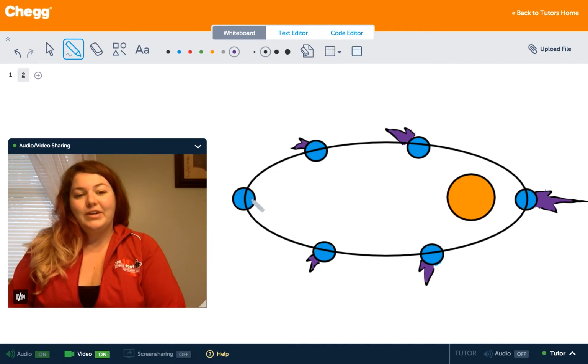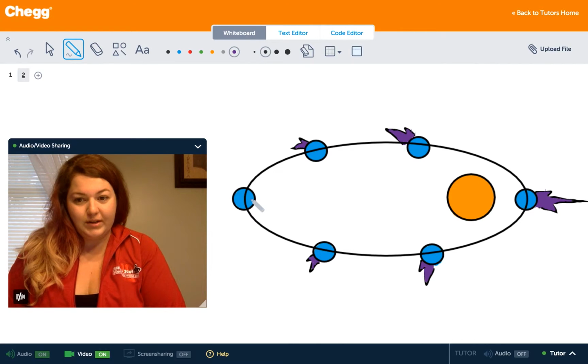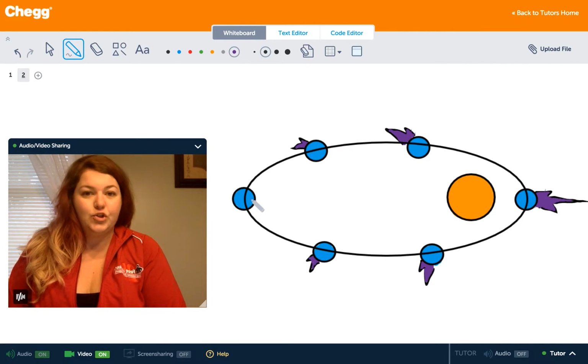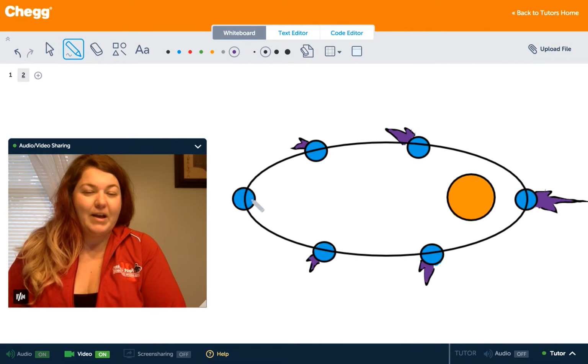So comets are very interesting to study because they only come around every so often. If their orbits are fairly large, then we only see them every 10, 20, 50, 100 years or so. Sometimes shorter, sometimes longer. It just depends on the orbit.